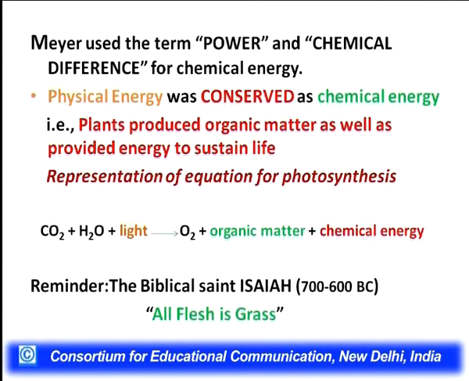That means plants produced organic matter as well as provided energy. In other words, plants were not merely purifiers, they were converters of one form of energy into another. This led to another very convincing equation: carbon dioxide plus water in the presence of light was releasing oxygen, some organic matter and chemical energy. This of course is not a balanced equation.